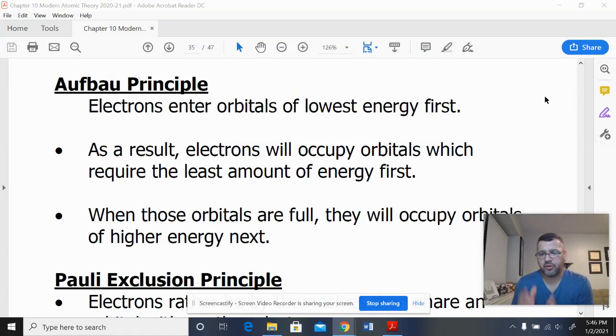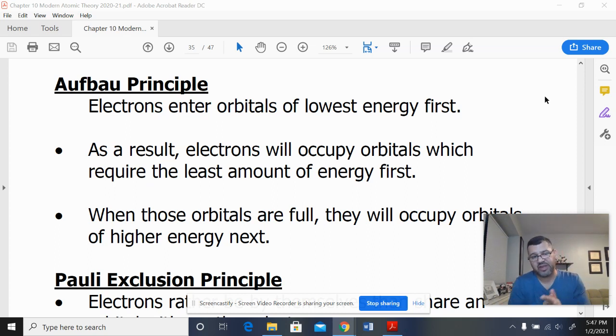So there are three rules that guide us on how electrons fit into these orbitals of 1s, 2s, 2p, etc. And so these are the three rules to know. Now, the names of the rules, I don't care. No one cares that you know the name. But what they're saying is what's important to know.